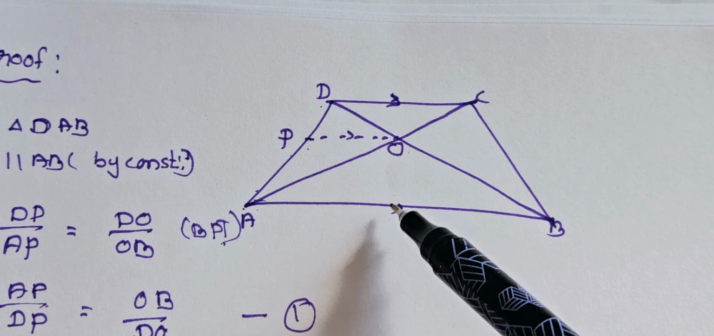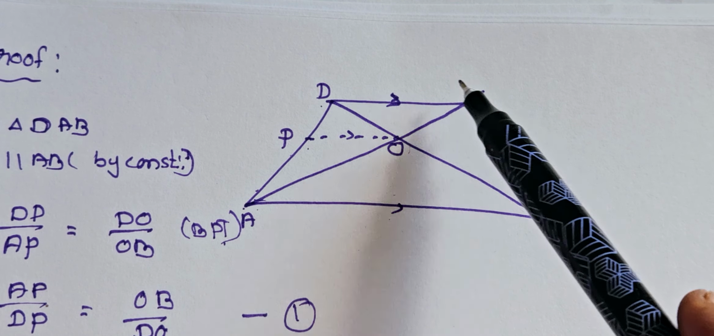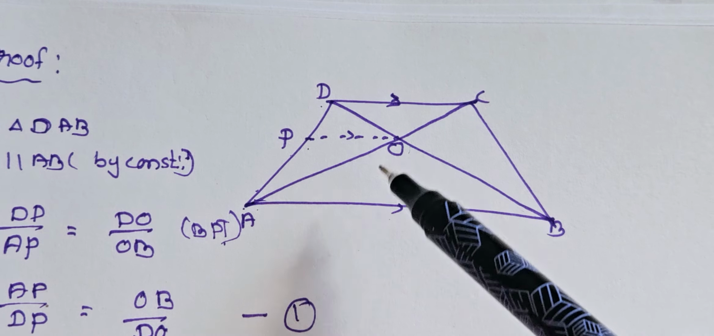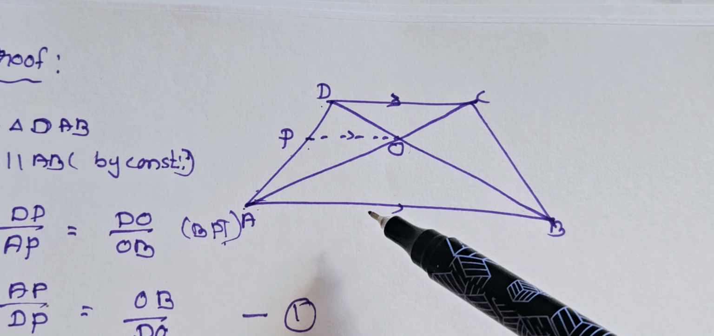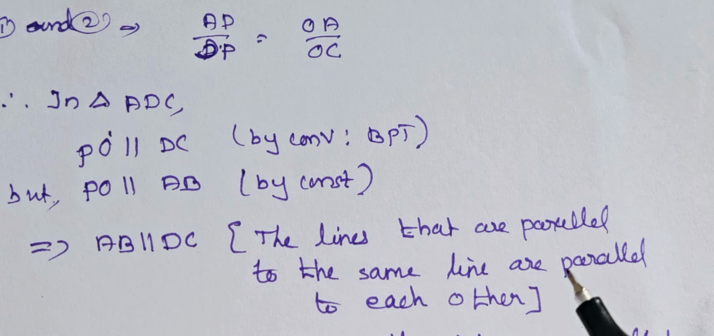The lines that are parallel to the same line are parallel to each other. That is, in quadrilateral ABCD, a pair of opposite sides are parallel. Therefore, we get quadrilateral ABCD is a trapezium, and that we have to prove.